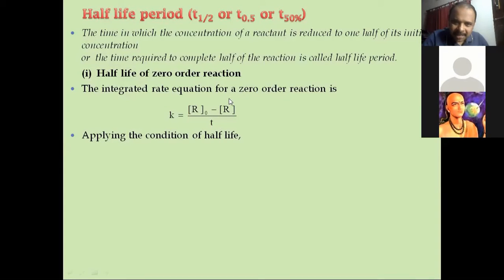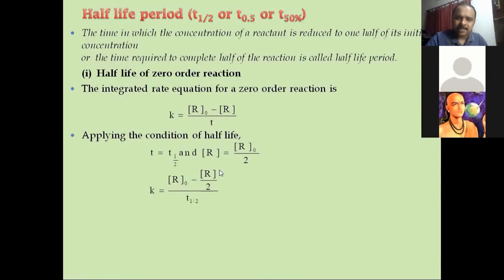What is remaining is R. What remains at half-life exactly? Half of the initial concentration. So the R term will change. R is equal to initial concentration R0 by 2. So correct now? Applying the condition of half-life means t becomes t half, and remaining concentration R is half of the initial concentration. Exactly. Let's substitute that.